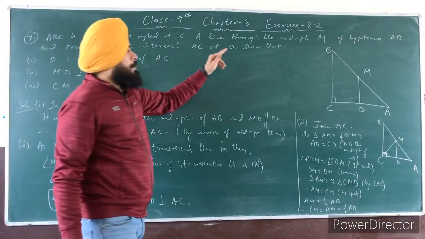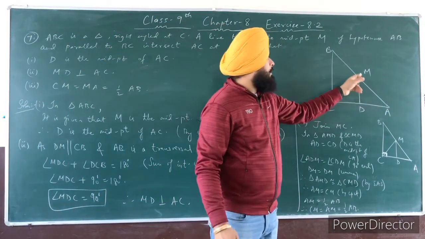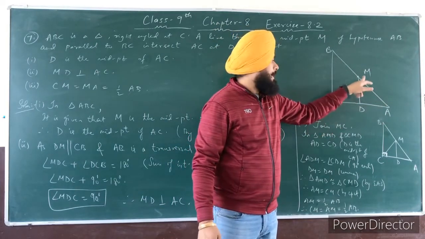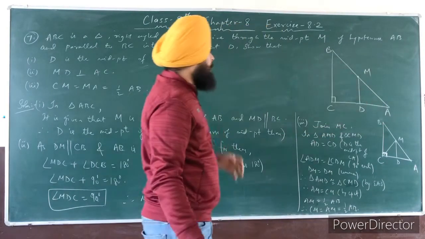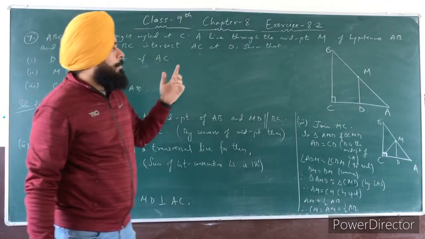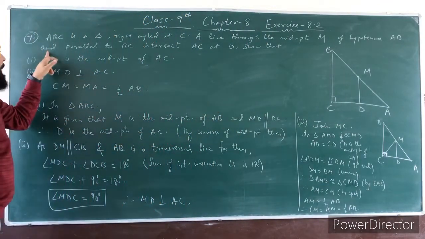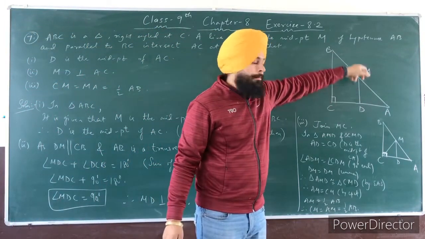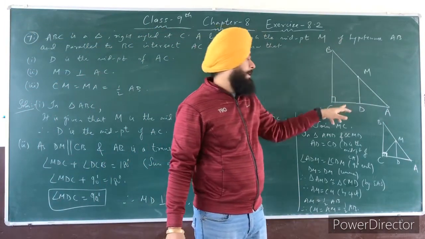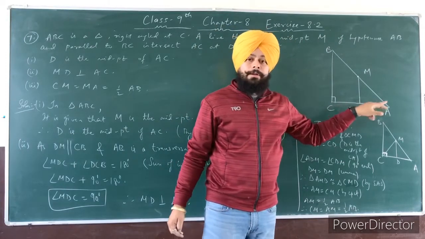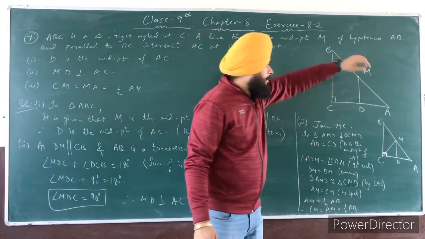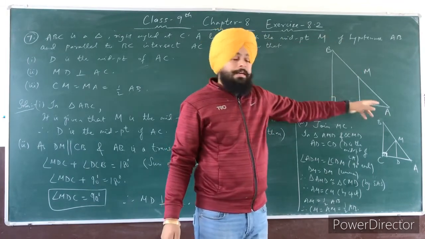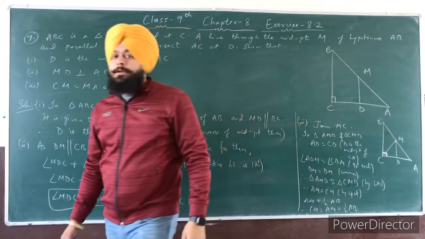A line through the midpoint M of hypotenuse AB. This M is the midpoint of AB. A line through the midpoint M of hypotenuse AB and parallel to BC is drawn through M, parallel to BC, and intersects AC at point D.